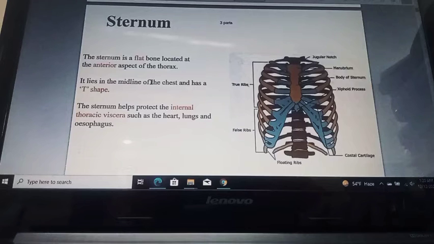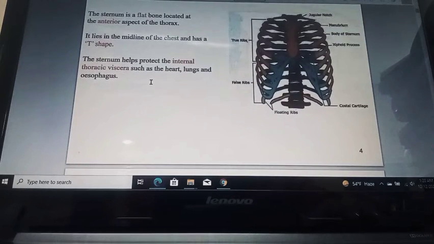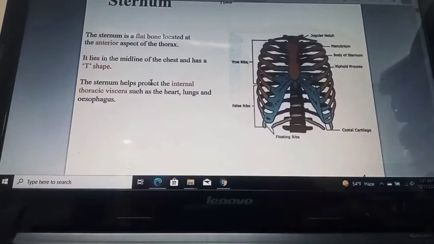First of all, we will go through the description: the sternum is a flat bone located at the anterior aspect of the thorax. So they can ask you a question, what type of bone is the sternum. You will answer that it's a flat bone, and it's located at the anterior aspect of the thorax. So where is its location? It's located at the midline of the chest, and its shape is a T shape.